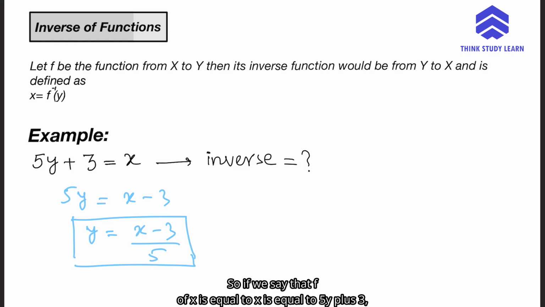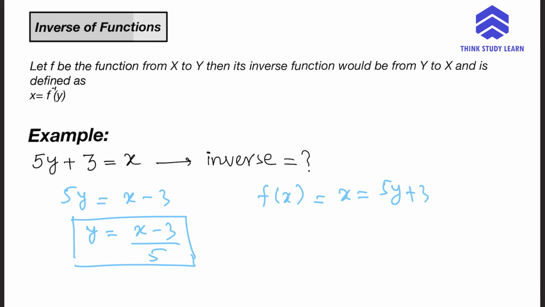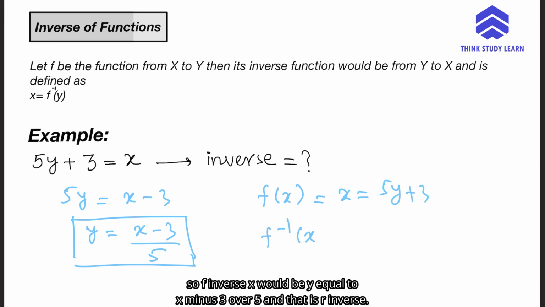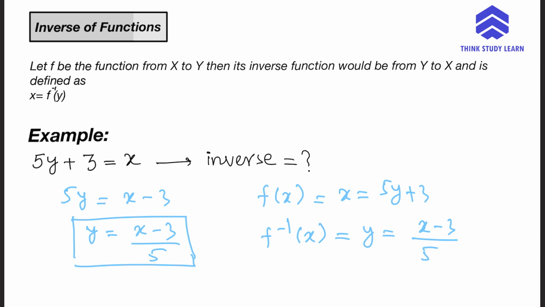So if we say that f of y is equal to 5y plus 3, so f inverse of x would be y equal to (x minus 3) over 5. And that is our inverse. Well, that sums up our topic for today.